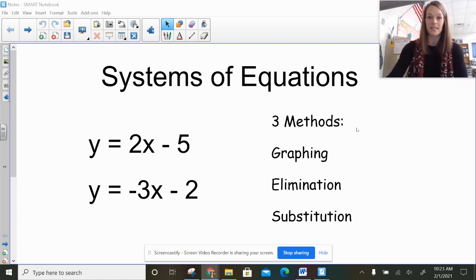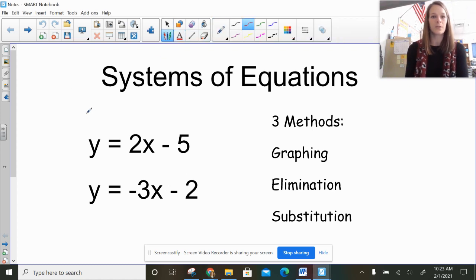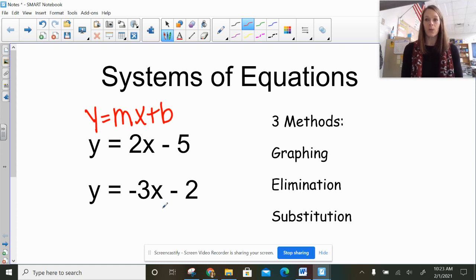So first off, what a system of equations means is it's more than one equation, okay? So something that's already written like this in slope-intercept form. Remember, your slope-intercept form is y equals mx plus b. Okay, we could quickly graph both of these. So when you graph both of these lines, the point in which they cross is their solution.